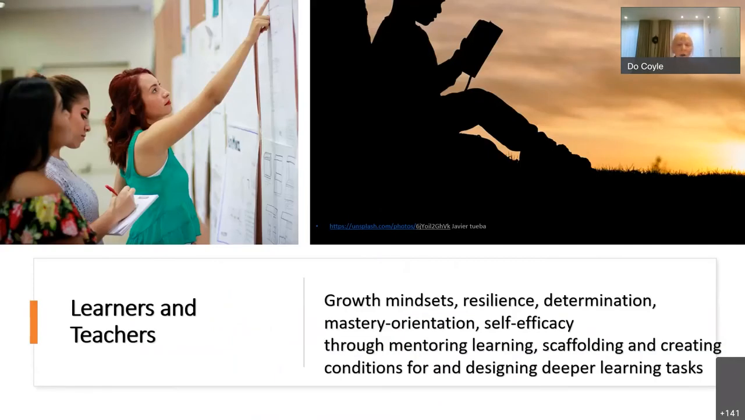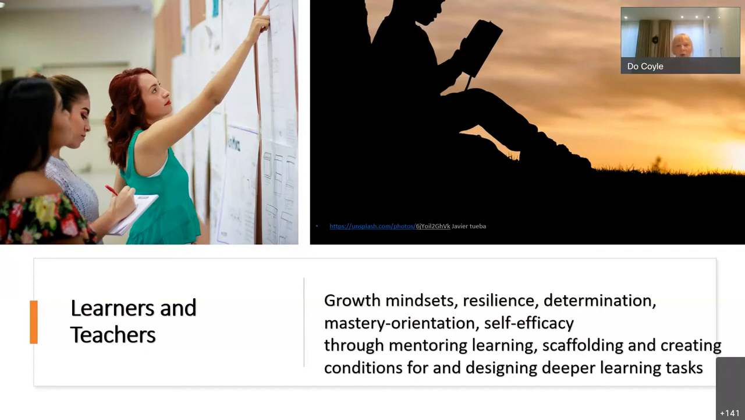So in other words, the learners and the teachers, the growth mindsets, the resilience, determination, the mastery, motivation of your life, self-efficacy, and the teachers, what would the teachers do? They're mentoring learning, not the learner. They're mentoring learning. And once you objectify learning and talk about learning, then it takes away the stigma of whether you understood or not and whether it's right or wrong and so on. So this mentoring, learning, scaffolding, and creating those conditions for and designing deeper learning tasks were absolutely crucial.